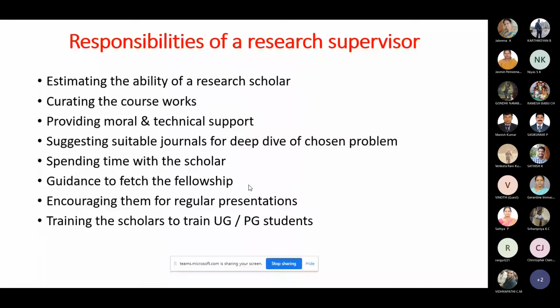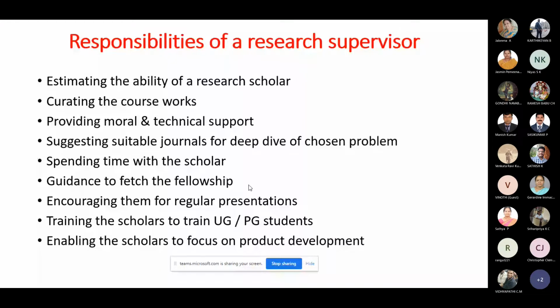Training the scholars to train UG and PG students. That's how we have to nurture the scholars, right? So tomorrow he is going to guide some scholars for a PhD program. So there's something like we say, charity begins at home. So you grow them here itself.